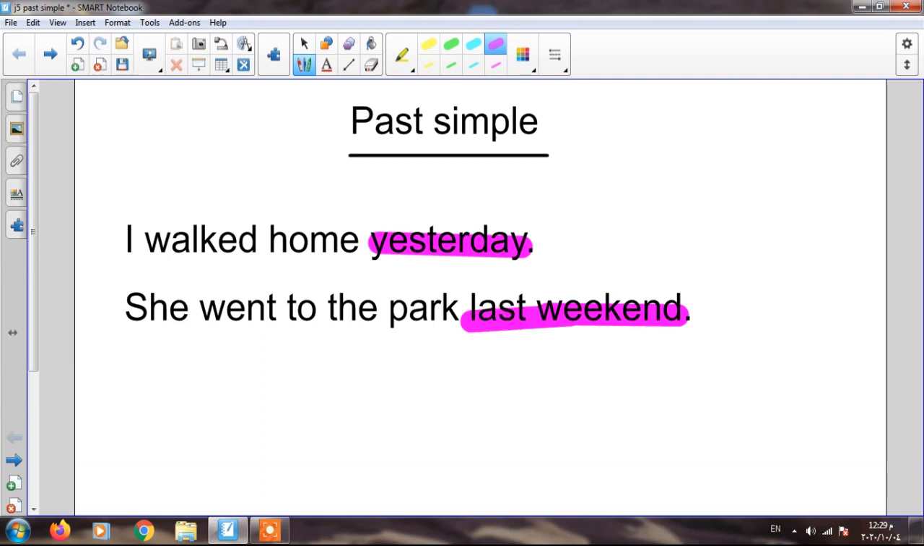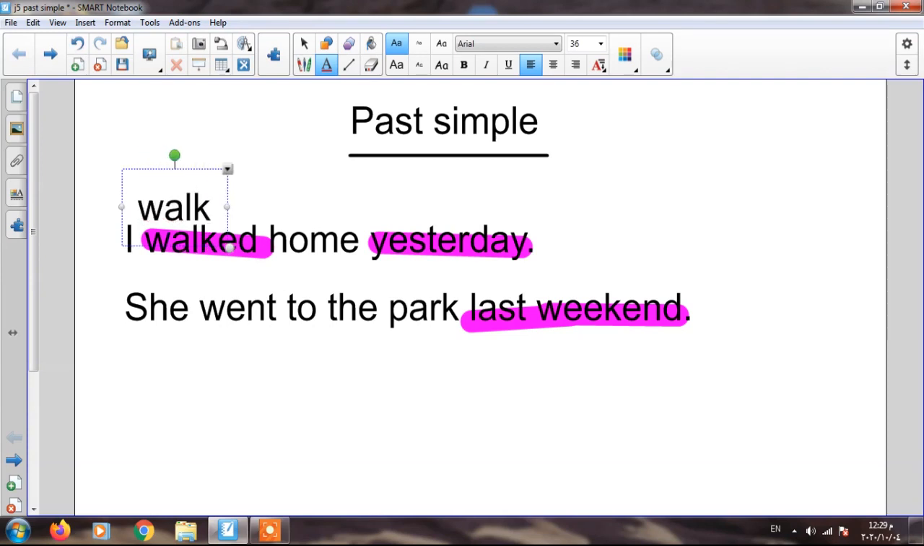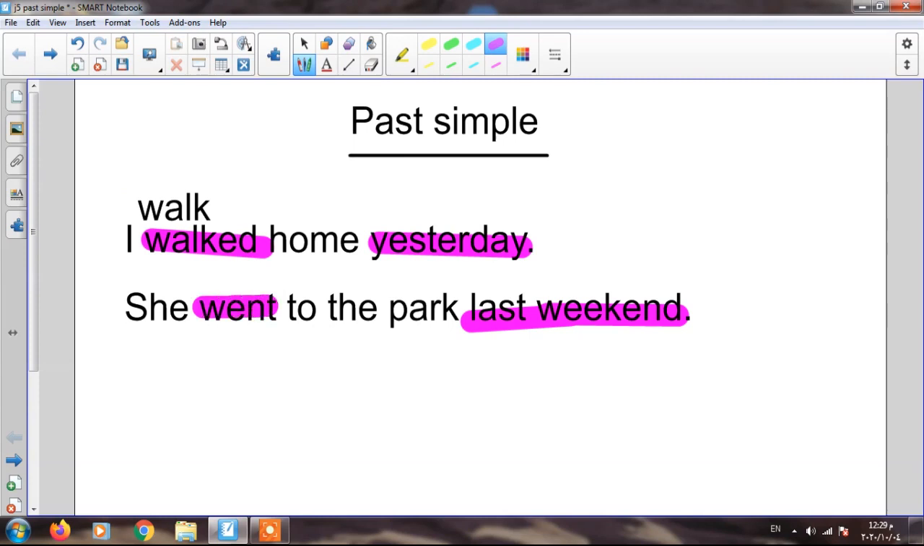So if you look at the first sentence, I walked home yesterday. Can you tell me where is the verb? Where is the action verb? That's correct. Walked. Okay, can you tell me what's the infinitive form of walked? What's the original form? It's walk. That's correct. That means that I add ed. The next one, she went to the park. Where is the action verb? That's correct. The action verb is went. Okay, what's the infinitive form of went? Good. It's go.